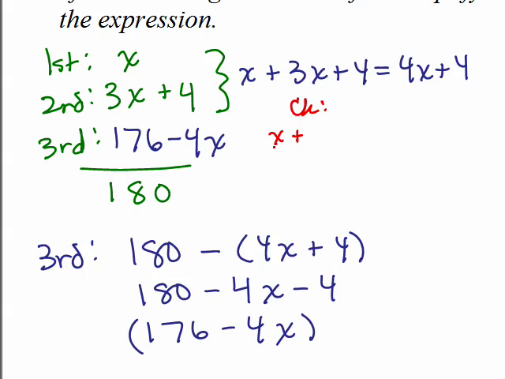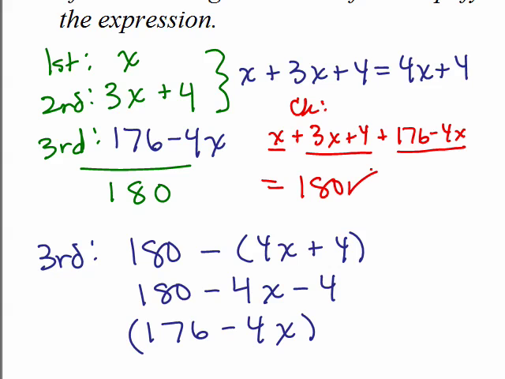X, that's the first angle, plus 3x plus 4, second angle, plus 176 minus 4x. Okay, let's just add them up. All right, so we've got x plus 3x minus 4x. Well, that's 0. And 4 plus 176 is 180. So, hey, check it out. It makes sense. It all worked out.